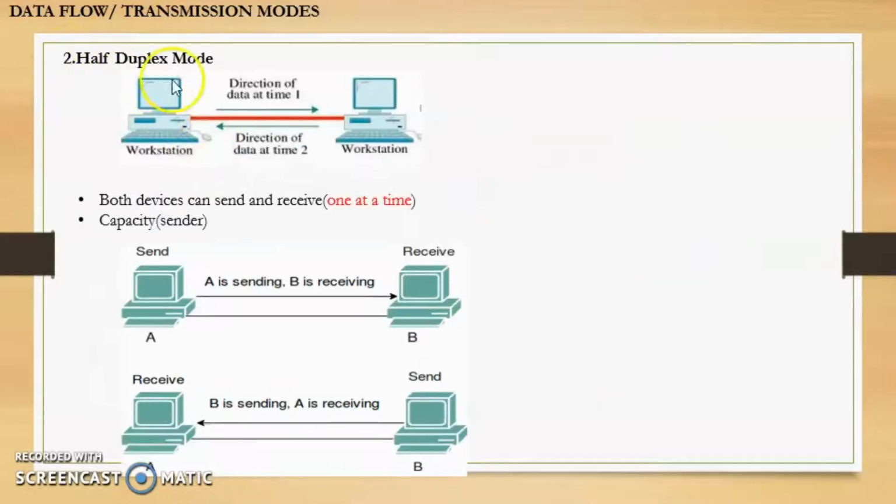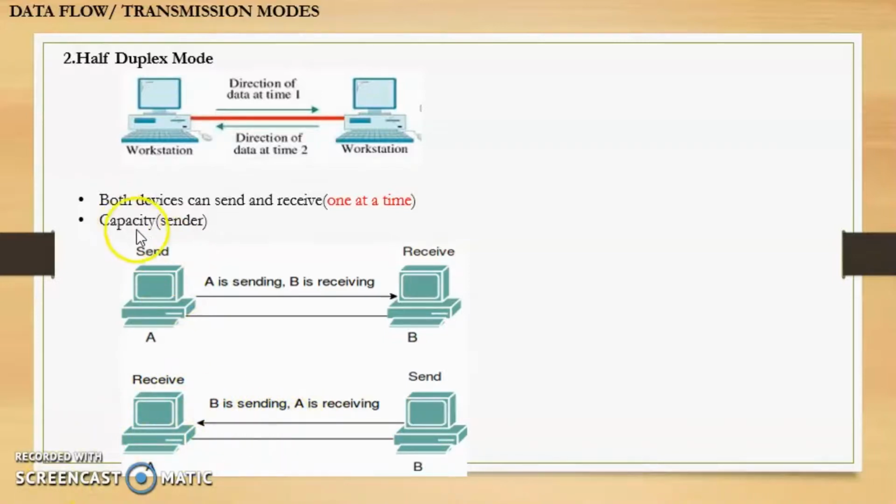Next, let us discuss half duplex mode. Now in half duplex mode, both the devices can send the data as well as receive the data, but not at the same time. Now consider there are two devices A and B. So when A is sending, B can only receive the data. B cannot send at the same time when A is sending. Similarly, when B is sending the data, A can only receive, A cannot send the data at the same time.